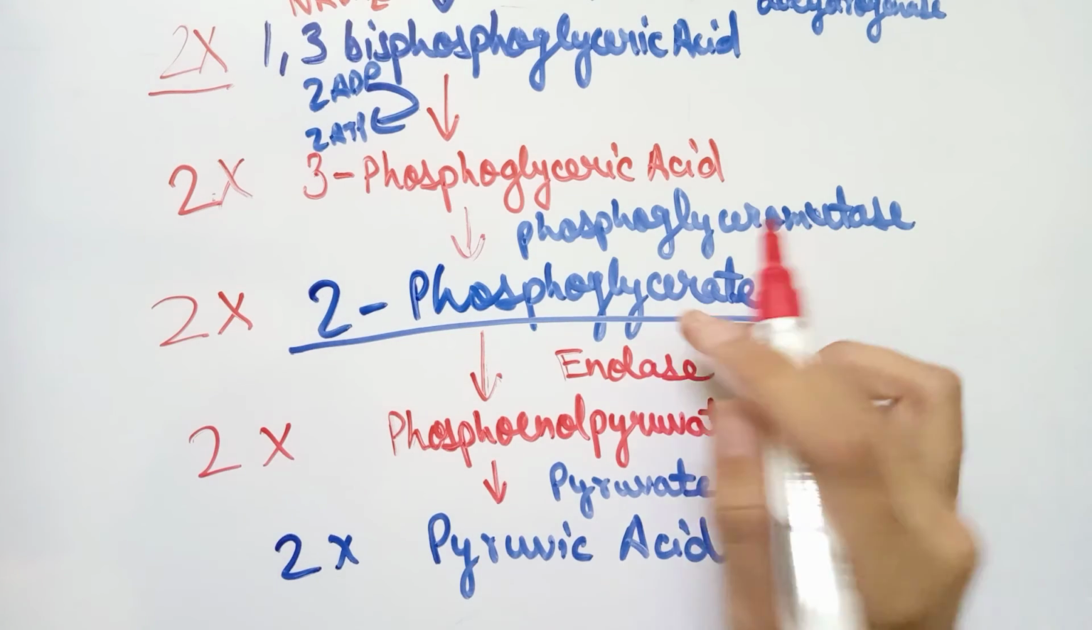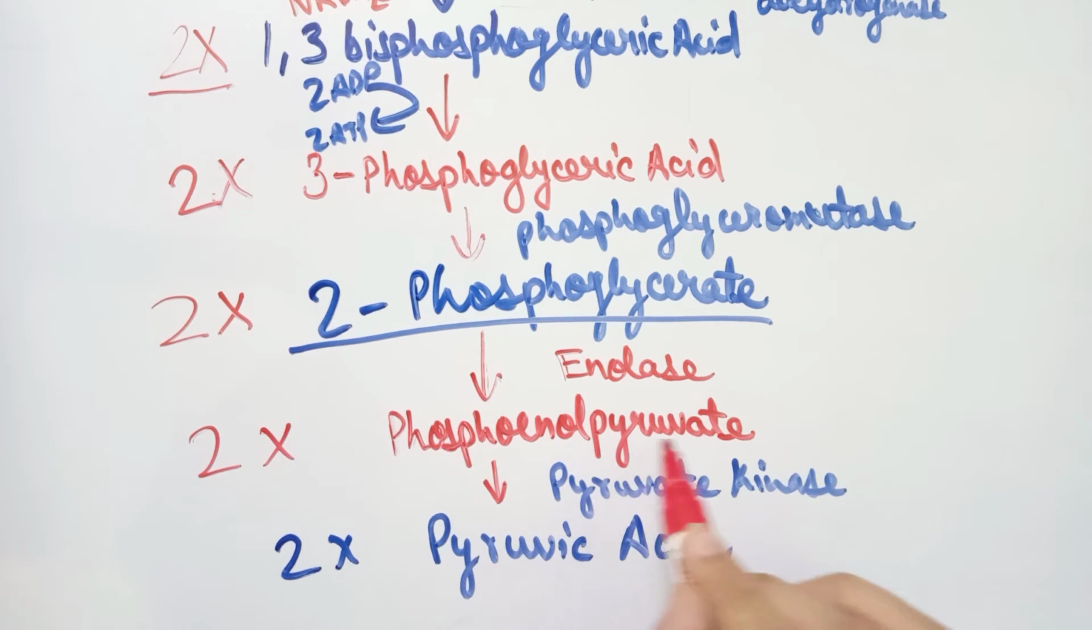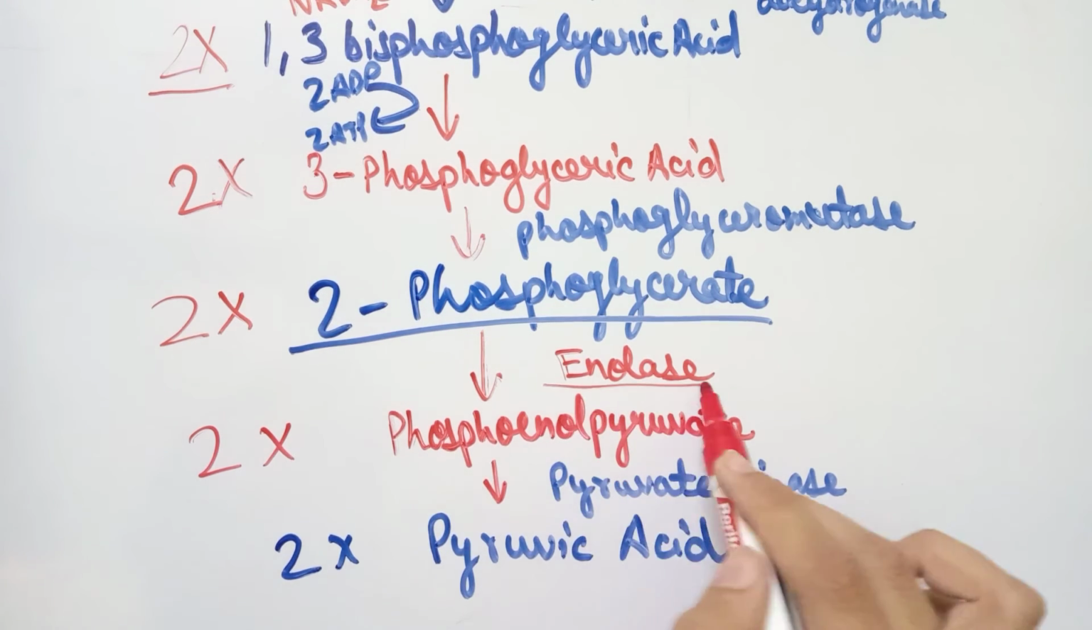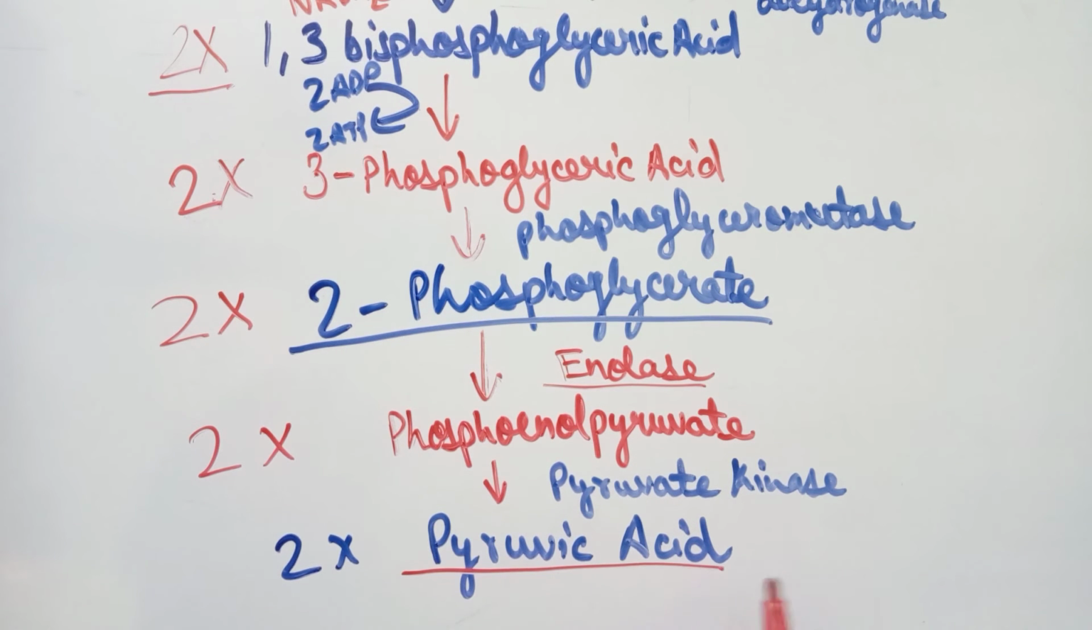In the next step, 2-phosphoglycerate gets converted into phosphoenol pyruvate with the help of the enzyme enolase. And the last step is the conversion of phosphoenol pyruvate to pyruvic acid, or pyruvate. The enzyme responsible in this reaction is pyruvate kinase. So the last step is the production of pyruvic acid, as I have told you earlier. Now, as the pyruvic acid is produced, this glycolysis cycle ends.